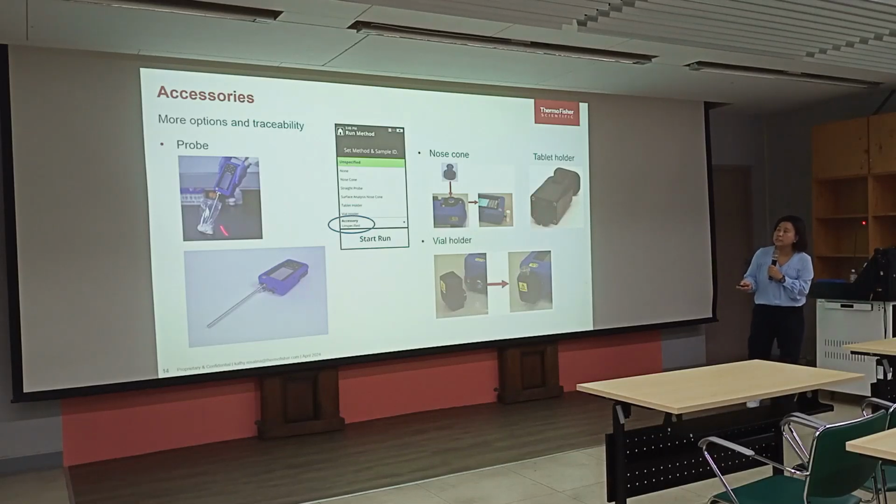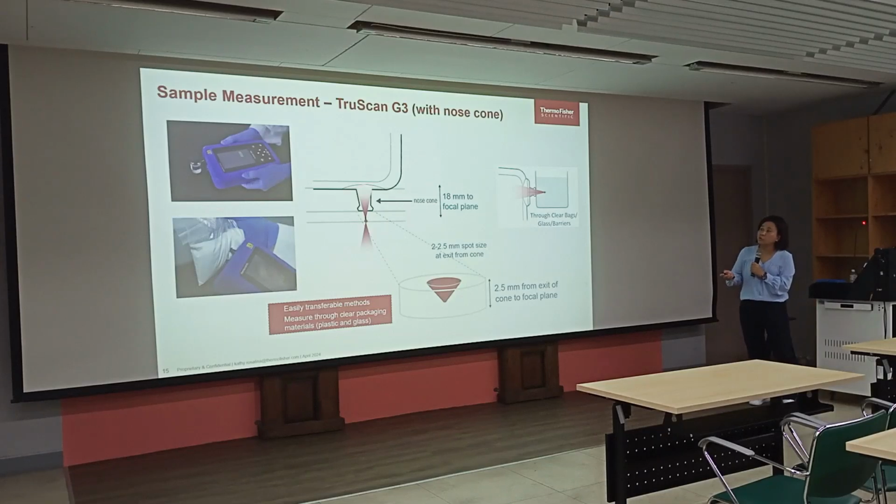And we have an additional new accessory. This is our probe. You can immerse it directly into your packaging material. It can be powder, it can be liquid, to get the spectra directly. And with the nose cone, we can point directly to our primary packaging like the plastic bag. The plastic bag can be 1 layer, 2 layers, 5 layers. So you can point directly to your packaging materials.